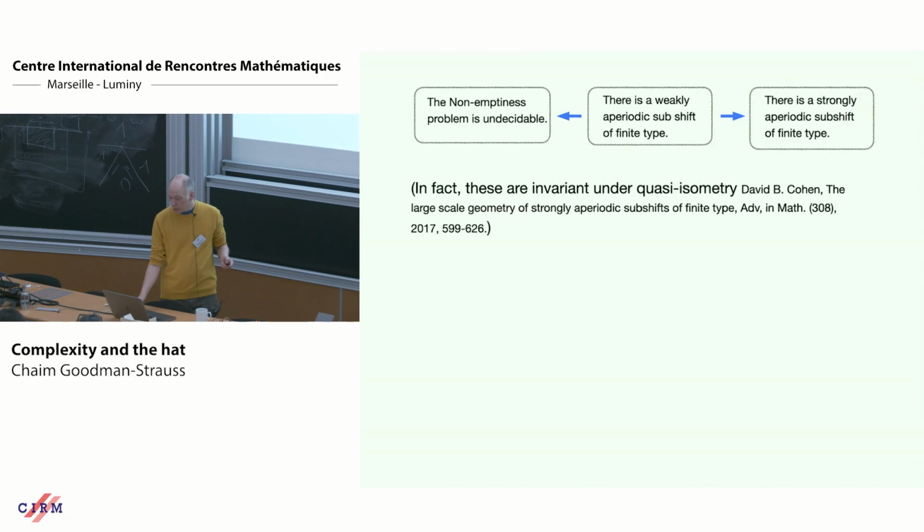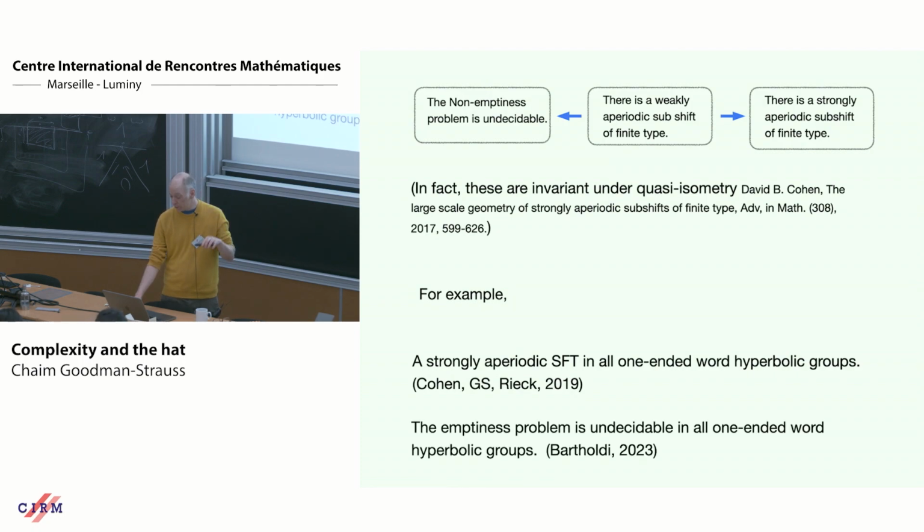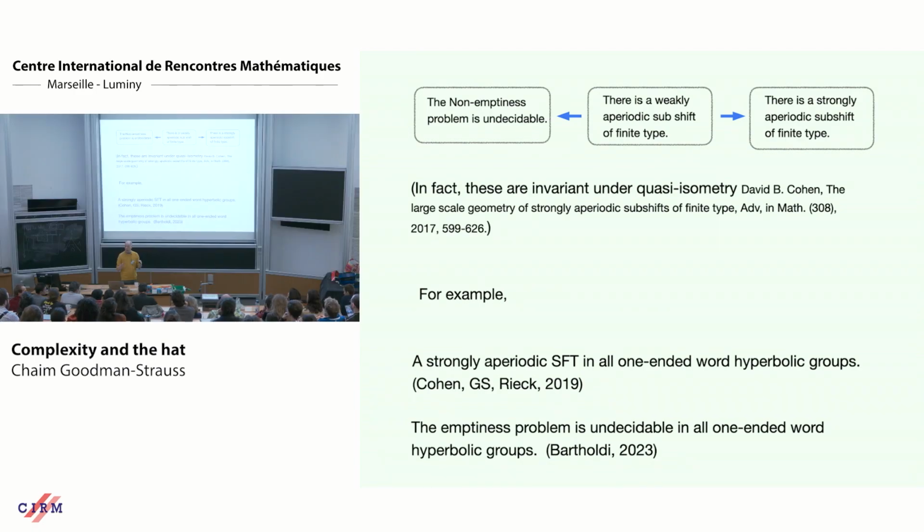One thing that's really important is that these questions are invariant under quasi-isometry. So that really establishes that it's not about the group graph. It's about the group, and it's not even about the group, it's about the general shape of the group. And just to give a sense of the kinds of results that I'm more invested in: all one-ended hyperbolic groups have one of these, and then very recently Bartholdi proved that the emptiness problem is undecidable.